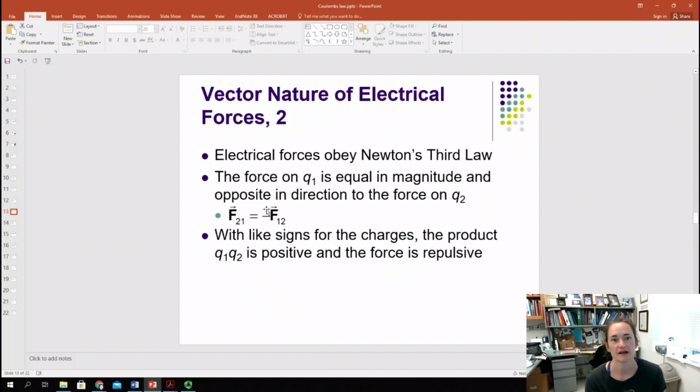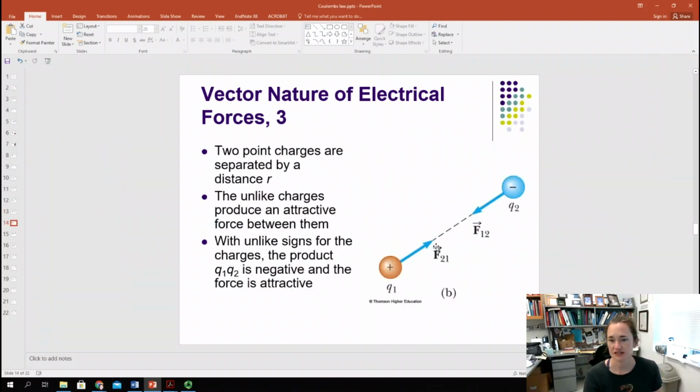I'd also like to point out that electrical forces, as you saw in those drawings, obey Newton's third law, which means that, for example, in the ones that I had earlier, charge 1 and charge 2, the force on charge 1 from charge 2 is equal in magnitude but opposite in sign from the force on charge 2 from charge 1. So looking there, you can see that these vectors are the same length, which means they're the same magnitude, but they point in opposite directions toward one another, in other words.